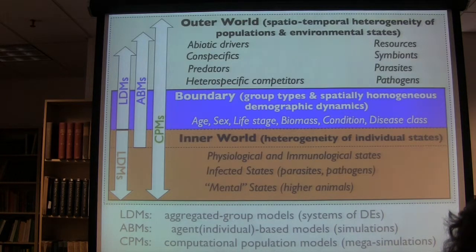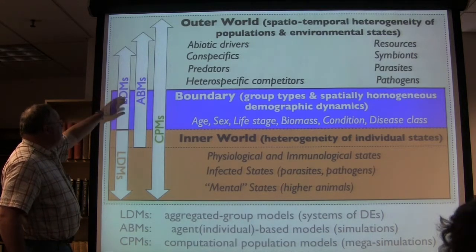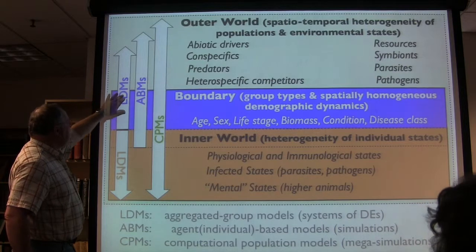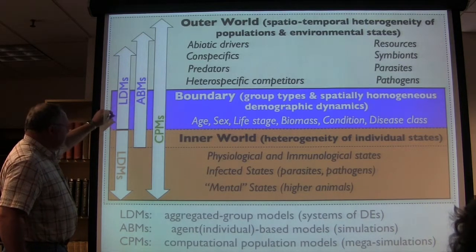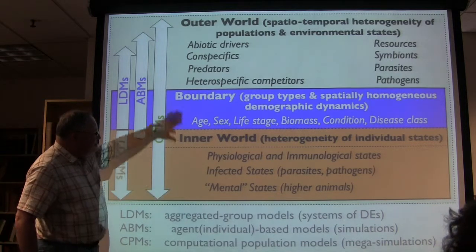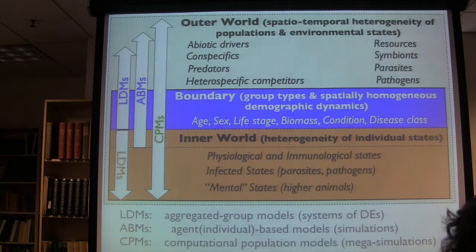Then in the inner world, as I mentioned, you have physiological and immunological states, and so we can either use lumped dynamical systems models, or we can use agent-based models. But if we want to go the full spectrum and mix everything together, this is what I'm calling computational population modeling.